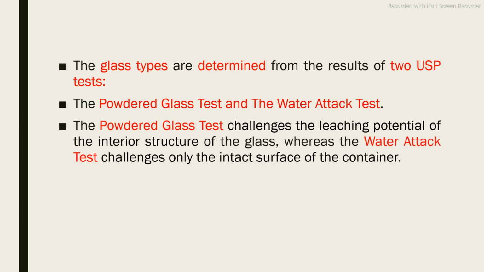Powder glass test challenges the leaching potential of the interior surface of the glass, whereas the water attack test challenges only the intact surface. Intact surface means here we are not going to break the glass. We are going to check the glass surface in intact form, whereas in the powder glass test, we are going to crush the glass into a powder form.